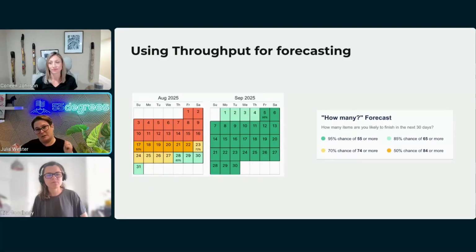If you're in project management, you're probably familiar with the fixed date and fixed scope, right? So the Monte Carlo win is a fixed scope. So we know about this amount of work right now. When are we likely to get it done? But we use throughput as well for answering the fixed date question.